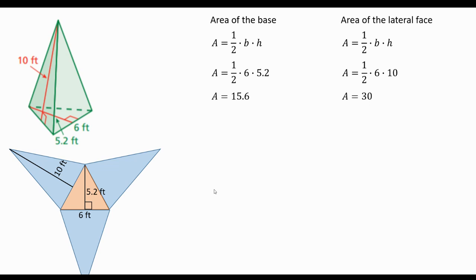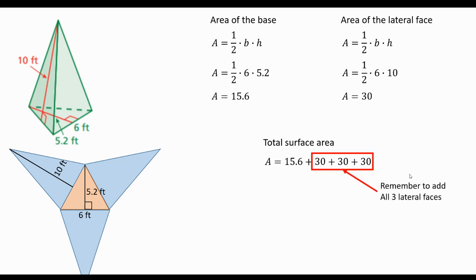So in order then to find our total surface area, we need to remember to add up all of our bases, or our one base plus our three lateral faces, so 15 and 6/10, plus 30, plus 30, plus 30. And we have all three of those because we need to remember to add all three lateral faces. And when you add those four numbers together, you get 105 and 6/10 square feet for the surface area of this triangular pyramid.